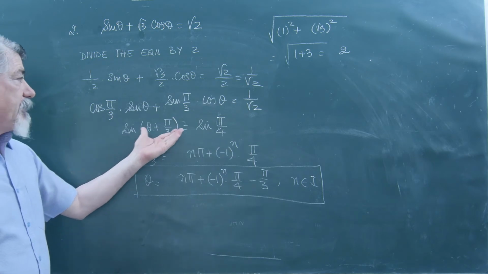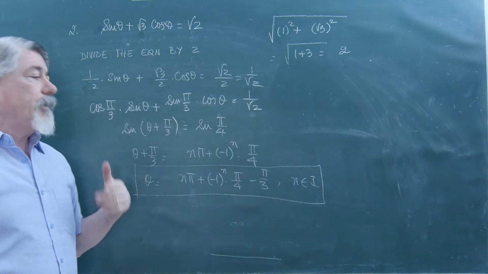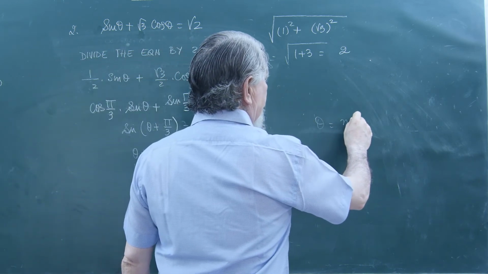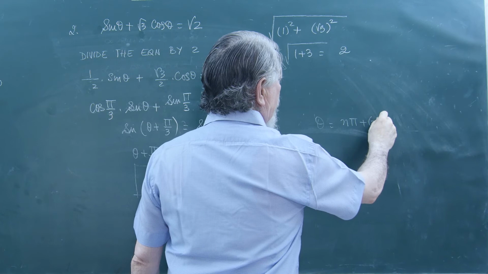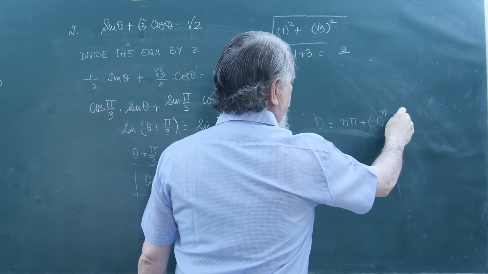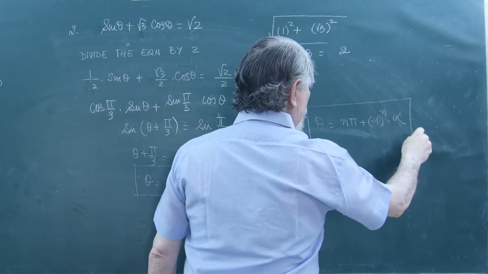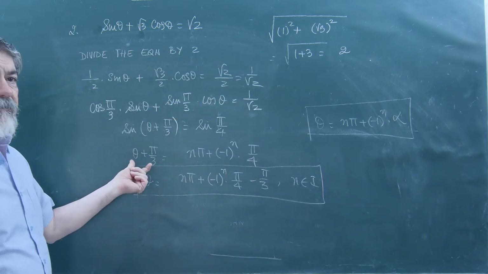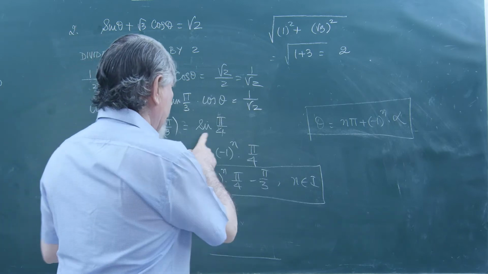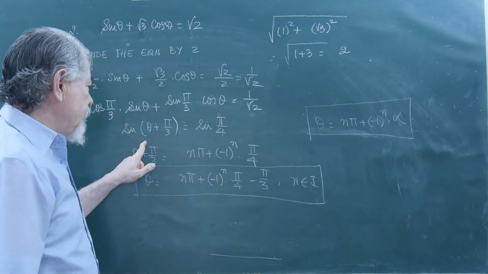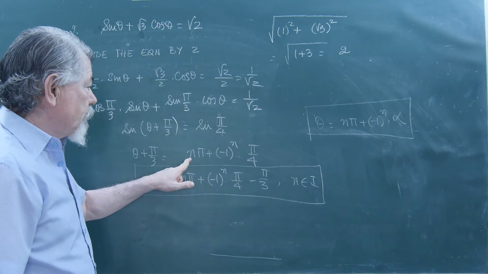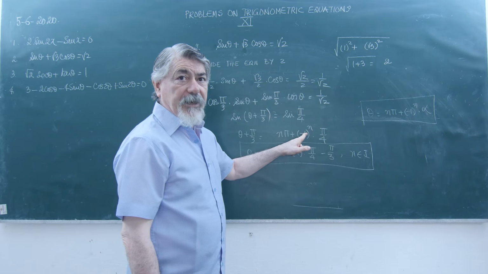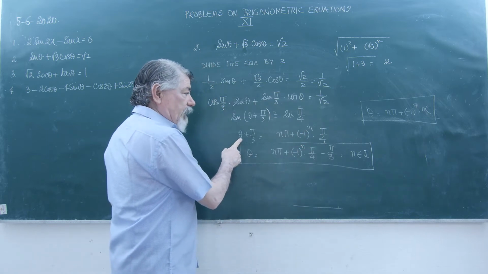Then we said sin theta is equal to sin alpha, and you know what the formula is. Theta is equal to n pi plus minus 1 to the power n alpha when sin theta is equal to sin alpha. So here in place of theta I have theta plus pi by 3. Instead of alpha I have pi by 4. So theta plus pi by 3 is equal to n pi plus minus 1 to the power n alpha. Alpha is pi upon 4. We have to calculate the value of theta.